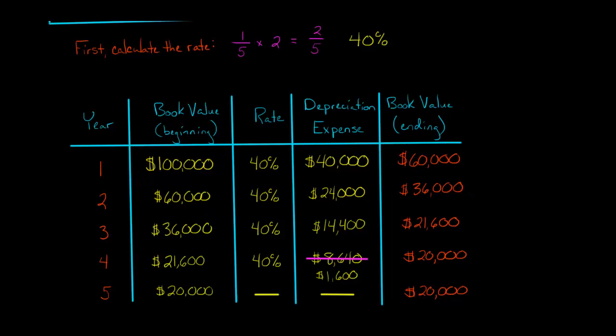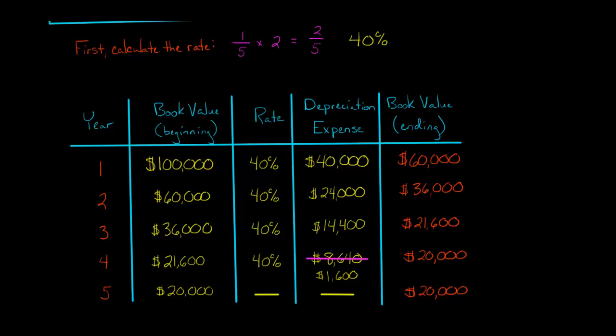Okay? Now, the 36,000 ending book value of year two is the beginning book value for year three. So then we have 36,000 times 40%, which is 14,400. Ending book value, 21,600. Okay, so that's the beginning book value of year four. Multiply that by 40%, and it gives you 8,640.